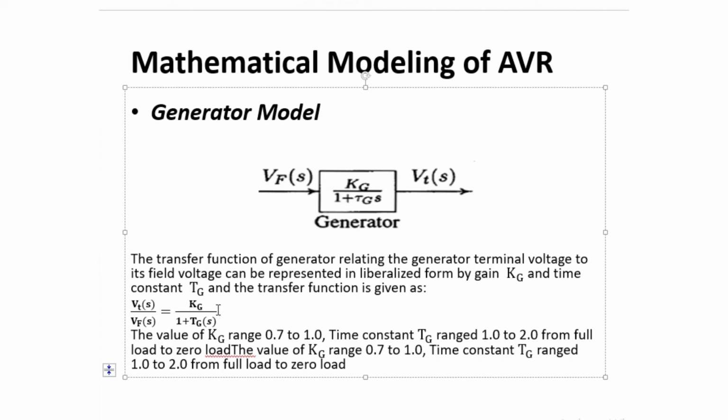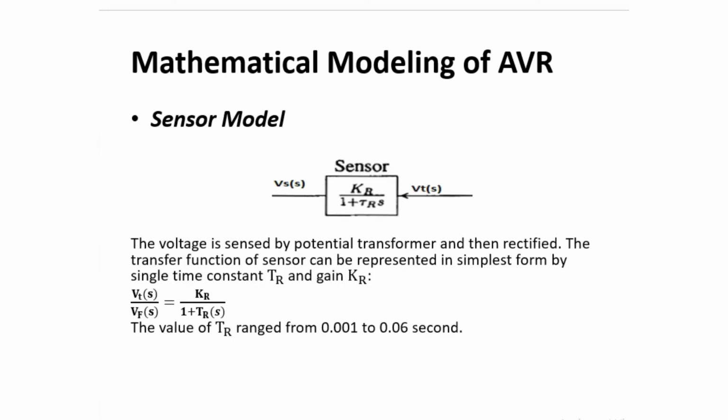So in this case Kg ranges from 0.7 to 1, and Tg ranges from 1 to 2. The value of the time constant Tg varies from no load to full load. You can see here in the figure that we have created the generator model, and we have written down the transfer function in this equation. Now students, next we have to make the model for our sensor.